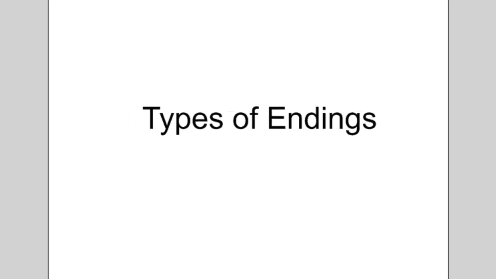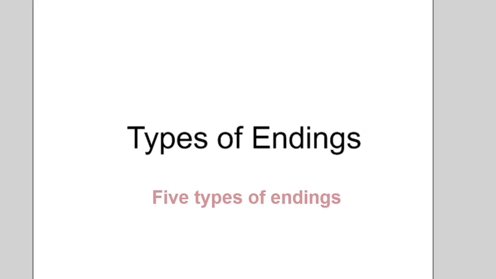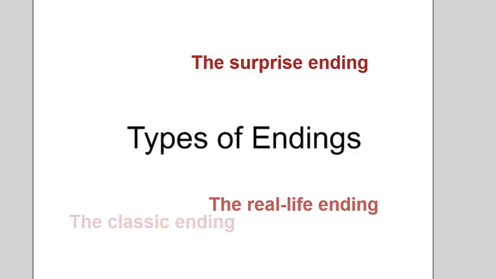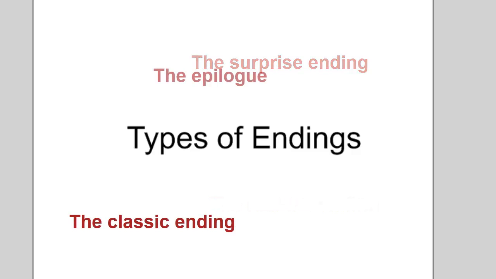Okay, this is a brief video on the types of endings for your creative short stories. You have 5 types of endings that are available to you, and these are all listed on your note sheets, but quickly, you have the barely there ending, the real life ending, the surprise ending, the classic ending, and the epilogue. So those are your choices. You want to tailor the ending of your story to one of those. Okay? So let's give you a couple examples of what we've got available.